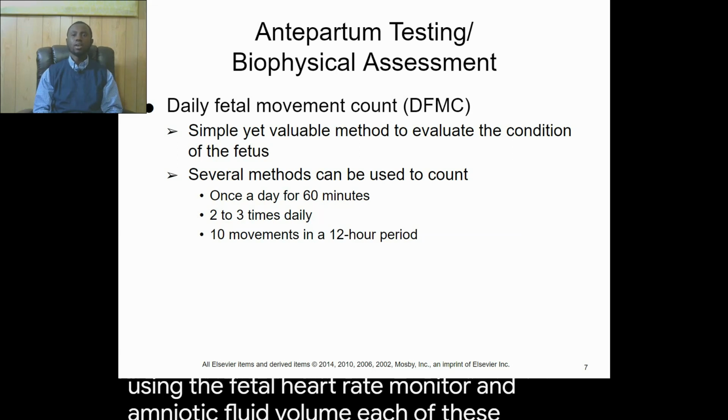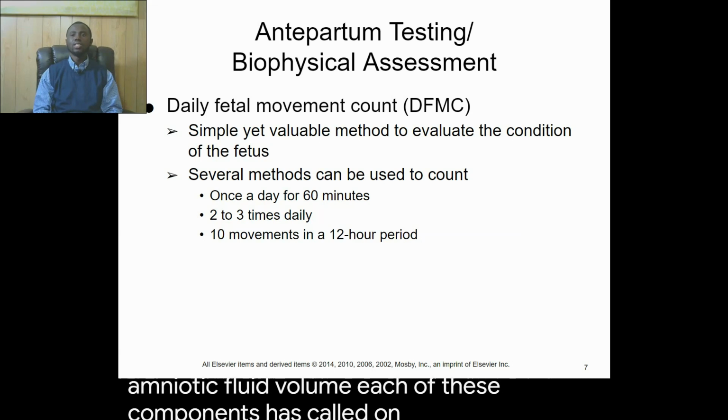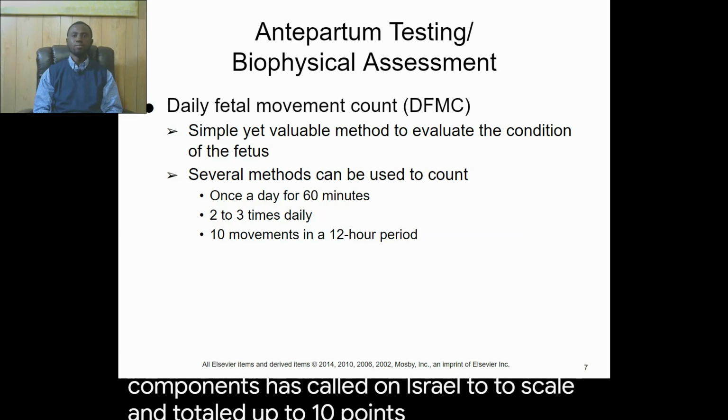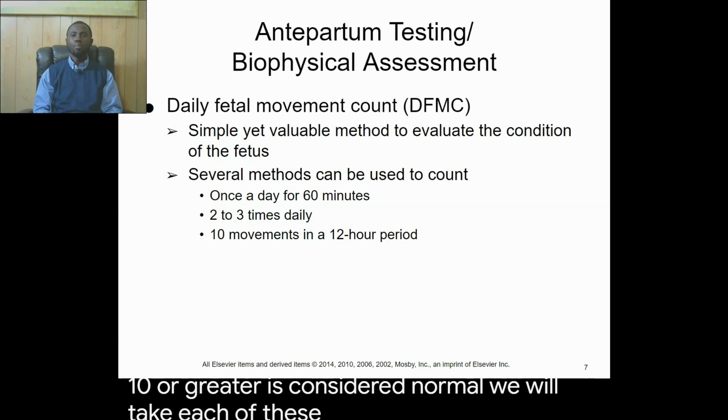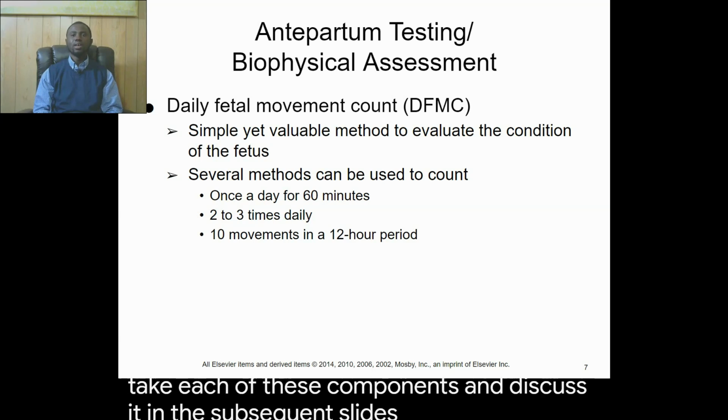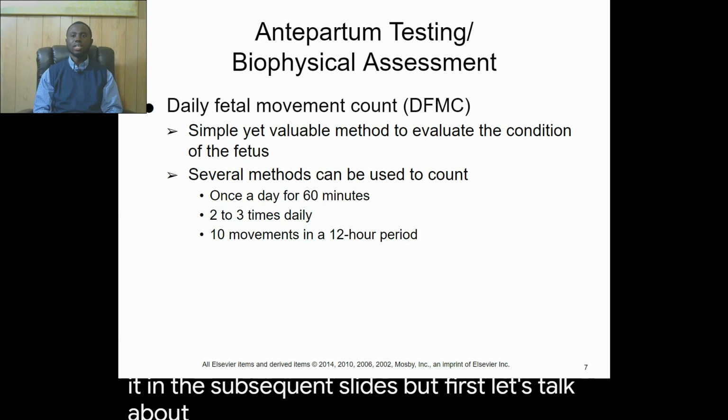Each of these components is scored on a 0 to 2 scale and totaled up to 10 points. A score of 8 out of 10 or greater is considered normal. We will take each of these components and discuss it in the subsequent slides. But first, let's talk about daily fetal movement.